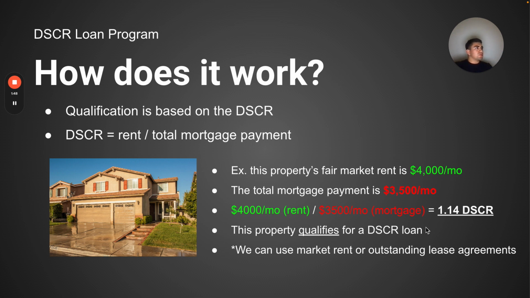Now, what does that mean, right? Most lenders, ideally, you'll want a DSCR ratio of at least 1.0. What does that mean? Well, that means that the rent has to at least cover the mortgage payment. So in this case, if our mortgage is $3,500, in order to achieve a DSCR of 1.0, we would need the rent to be at least $3,500 a month.